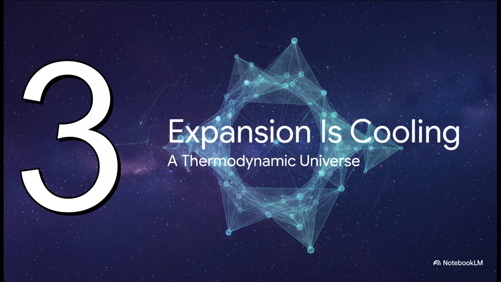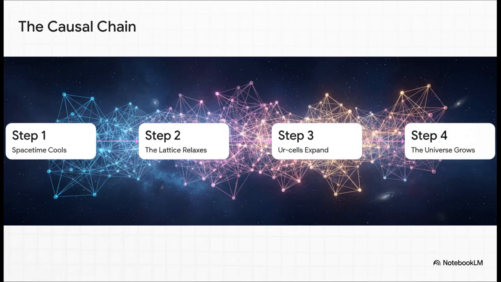Okay, so we've got the rules for our elastic spacetime. Now for the big test. Let's apply them to the biggest observation in cosmology, the expansion of the universe. And the answer this framework gives is incredibly elegant. Expansion is just cooling. Check out this chain reaction.